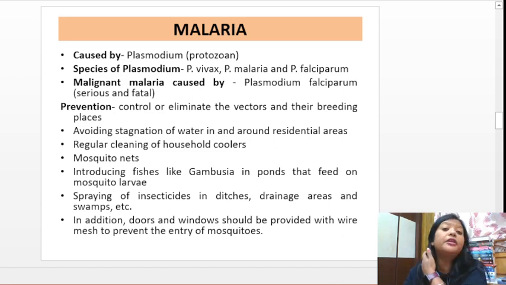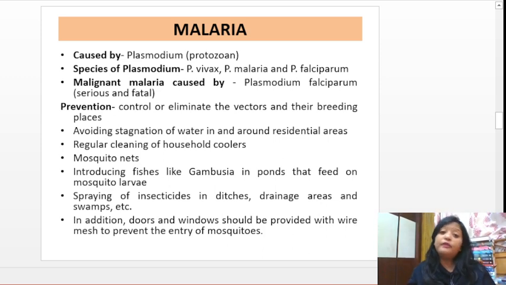And you have heard about dengue. Dengue is caused by Aedes aegypti, not AIDS. So this is one species that is causing dengue. But malaria is caused by Plasmodium species: Plasmodium falciparum, Plasmodium vivax, and Plasmodium malariae.